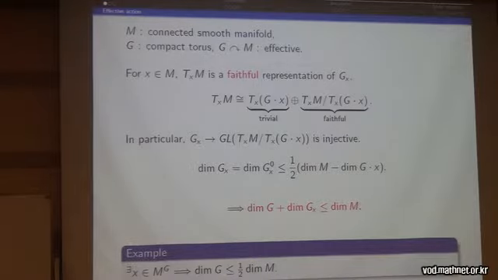Let me show you an example. If there is a fixed point, the dimension of G should be less than or equal to half of the dimension of the whole manifold. So this is a well-known inequality.